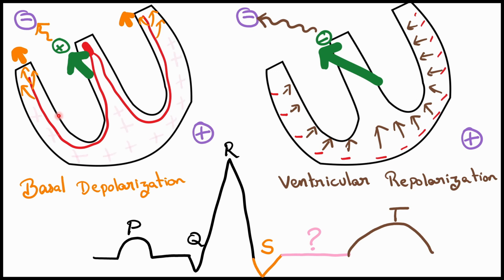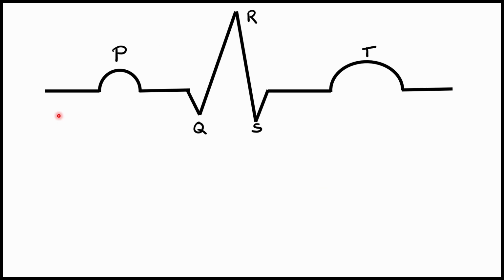It happens because after the basal depolarization, all cells become positive for a few seconds. So there is no movement of current. So there is no deflection. Next we see about each wave, segment and interval.